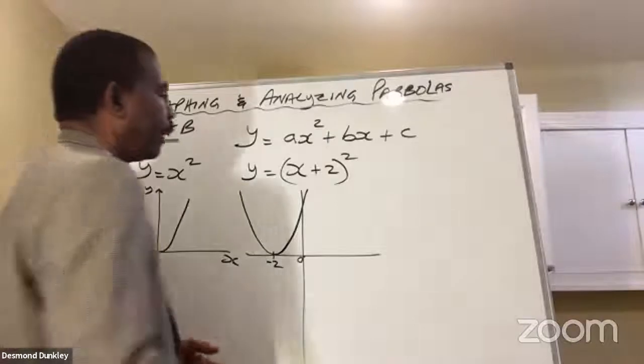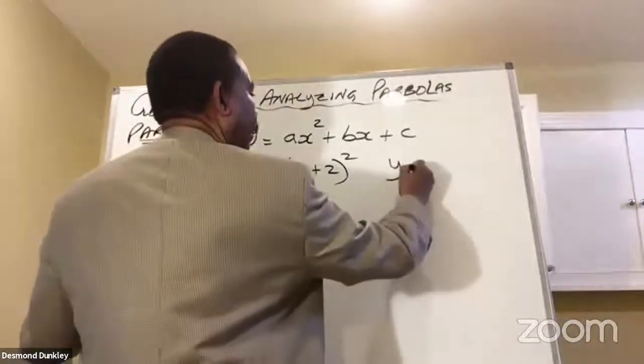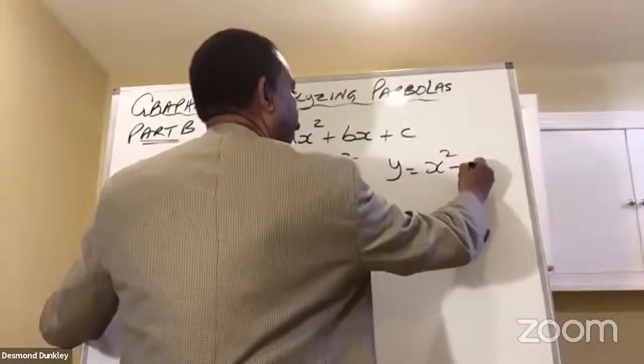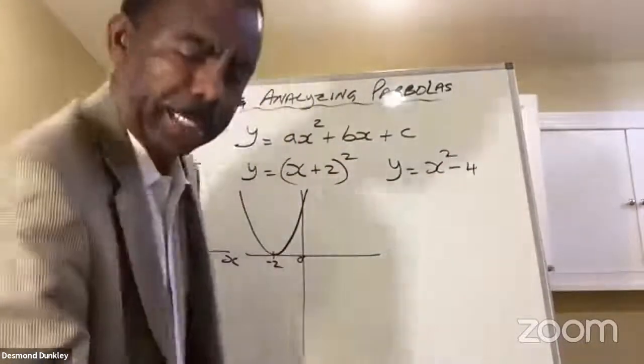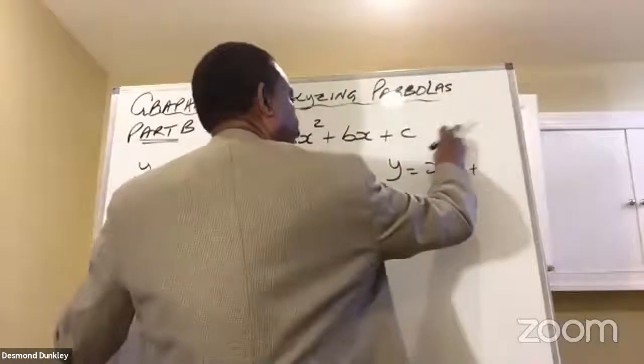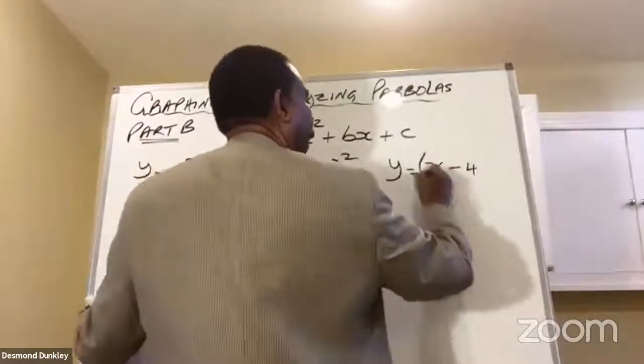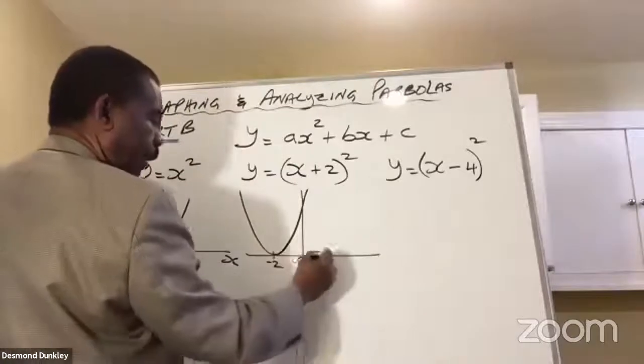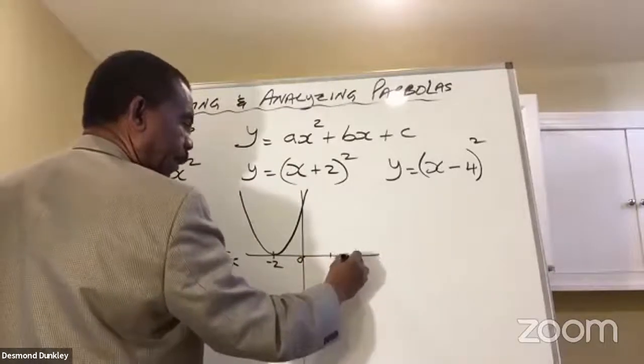And if it was y equal to (x minus 4) squared, instead of going to the left, it would go to the right.